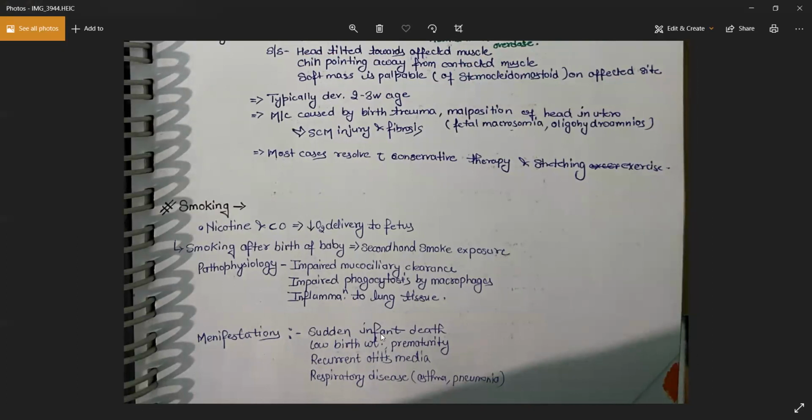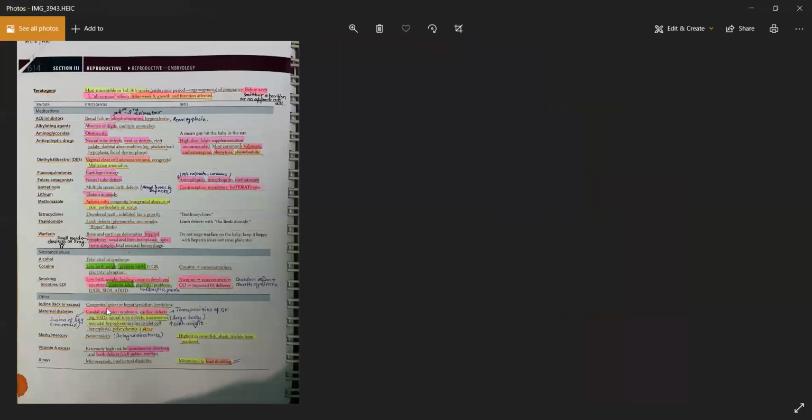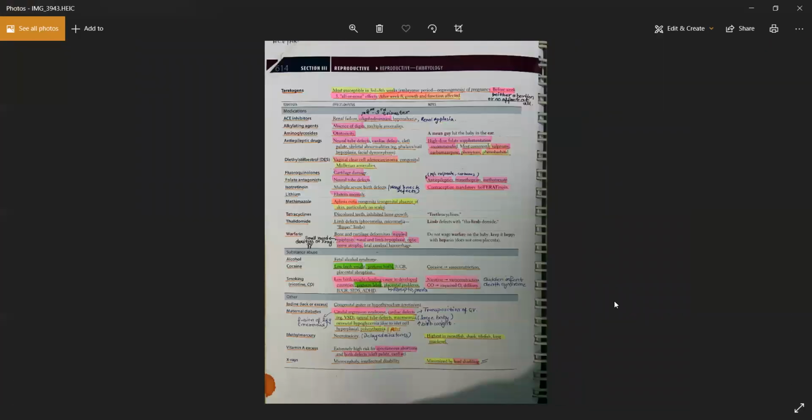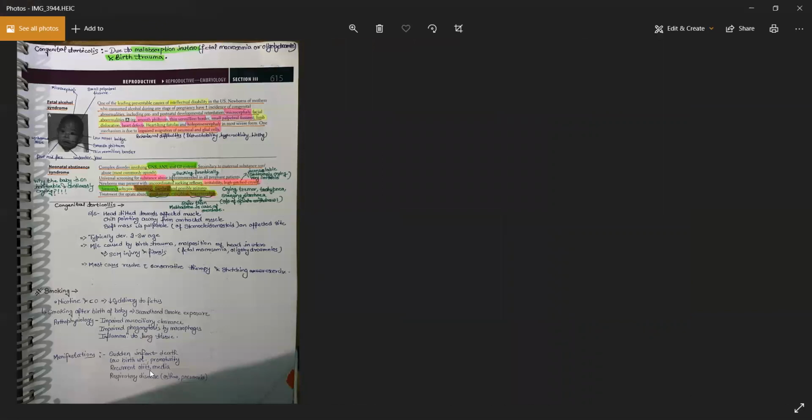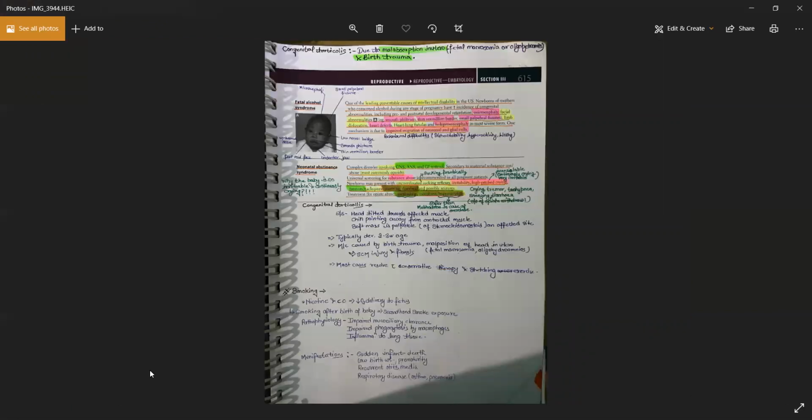The sudden infant death syndrome occurs after delivery. Otitis media happens after delivery. Asthma, pneumonia happens after delivery. But low birth weight and the placental abruption, which we have discussed, happen at the time of pregnancy, okay? So both at the time of pregnancy and after pregnancy, you can have other things. All this substance abuse we have discussed previously happens at the time of pregnancy, and most of the things which we have discussed here, the sudden infant death, otitis media, pneumonia, asthma, happen after the pregnancy.